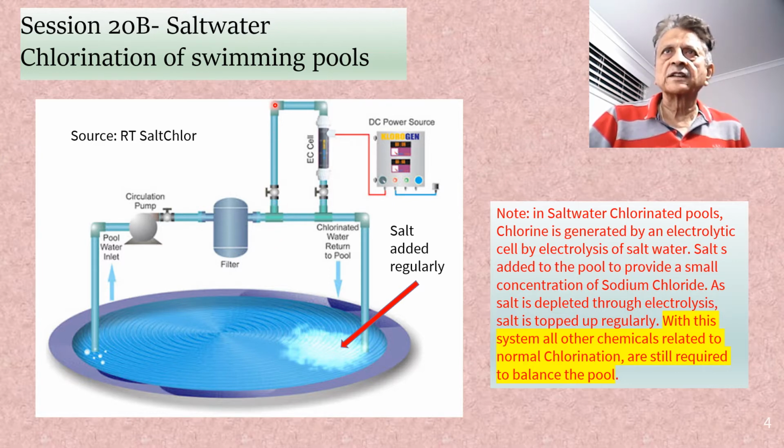One section of water will go up and pass through the electrolysis cell, and this is where the electrodes are present, and electric current, a DC power source, is given where the electrolysis of the sodium chloride takes place, where hydrogen and chlorine is generated. Then the chlorine goes back into the swimming pool and disinfects the pool.